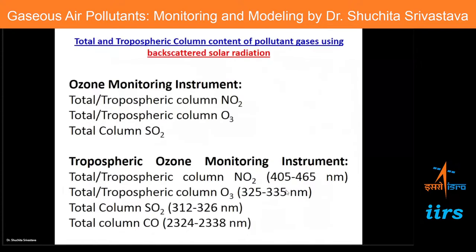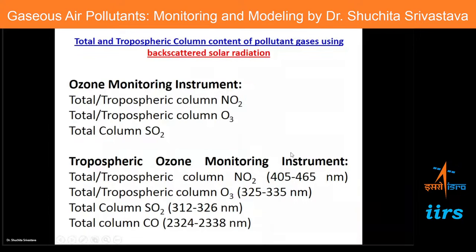So, two instruments which sense the reflected solar radiation are the ozone monitoring instrument and the tropospheric ozone monitoring instrument. These two instruments give the total and tropospheric column content of different pollutants, like total and tropospheric column NO2, total and tropospheric column ozone, and total column SO2 by the ozone monitoring instrument, and total and tropospheric column NO2, total and tropospheric column ozone, total column SO2, and total column carbon monoxide by the TROPOMI instrument, that is the tropospheric ozone monitoring instrument.